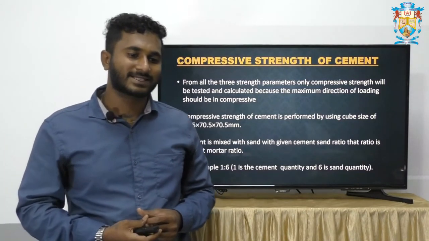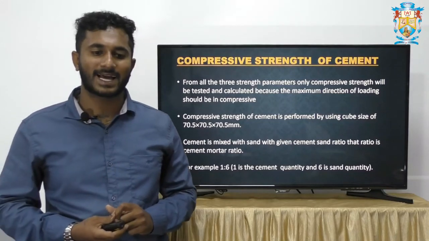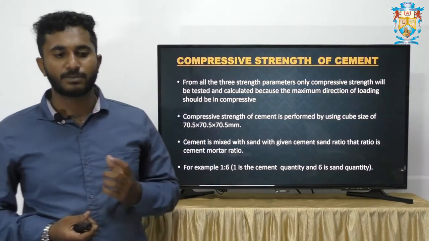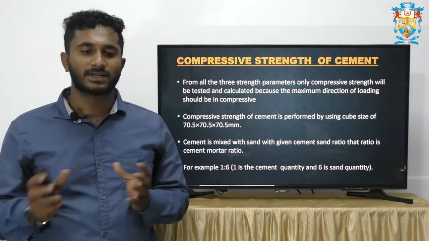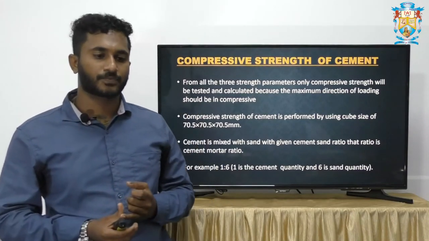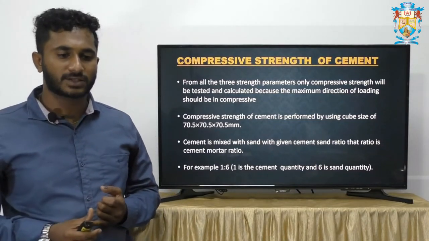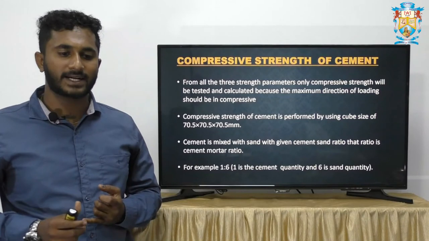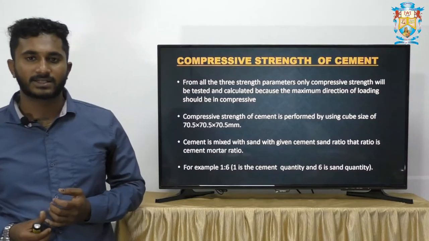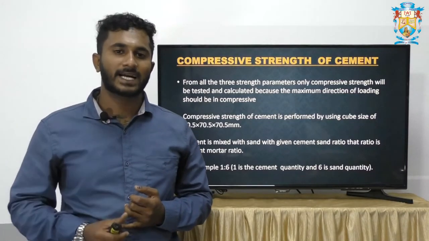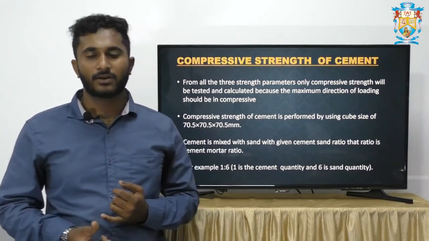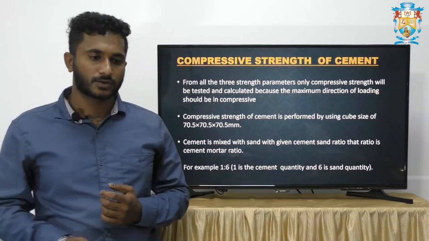Cement is mixed with the sand with a given cement-sand ratio. That ratio is the cement mortar ratio. So when cement is mixed with sand with a certain amount of ratio, that is the cement mortar ratio. For example, 1:6, where 1 is the cement quantity and 6 is the sand quantity. So here one example is given, the 1:6 ratio. However, we can take the ratio as 1:3, 1:4, 1:5, and so on.